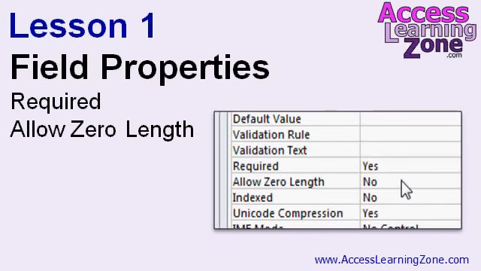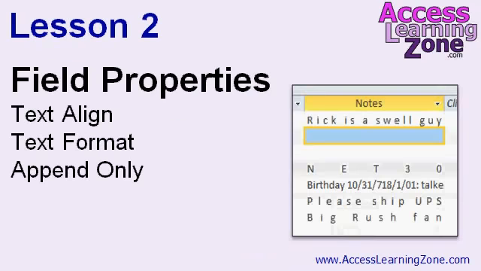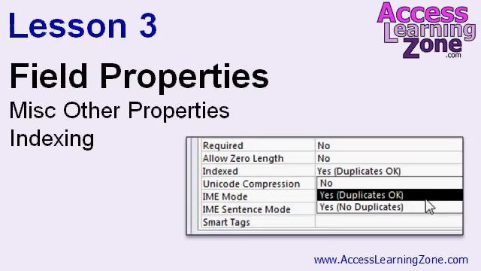Now let's take a closer look at exactly what's covered in today's class. We started learning about field properties in Access Beginner Level 3. In Lesson 1, we will continue learning about field properties. We will learn the required and allow zero length properties. In Lesson 2, we'll spend some time with memo fields. We'll talk about the text align, text format, and append only properties. In Lesson 3, we'll spend a few minutes talking about a few of the lesser used properties, and then we'll spend a lot of time covering one of the most important properties, indexing.